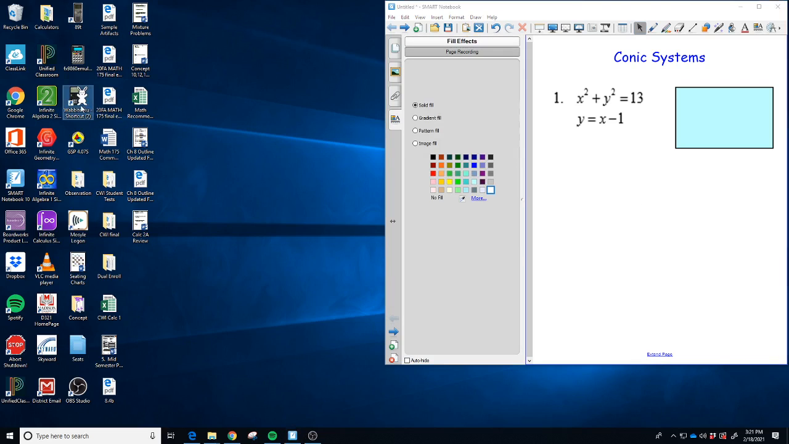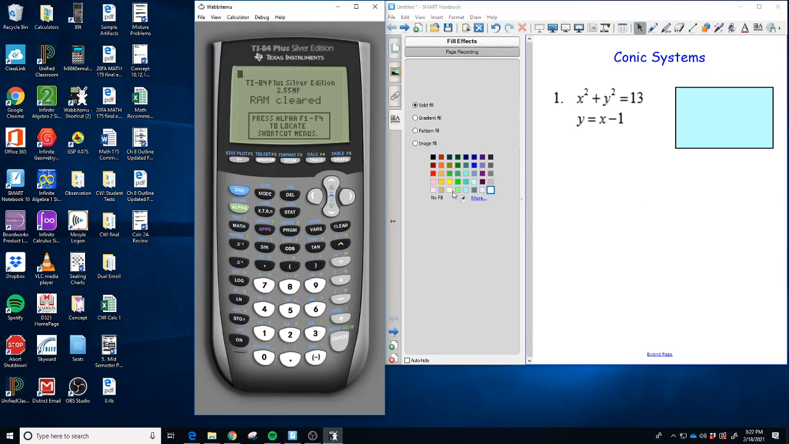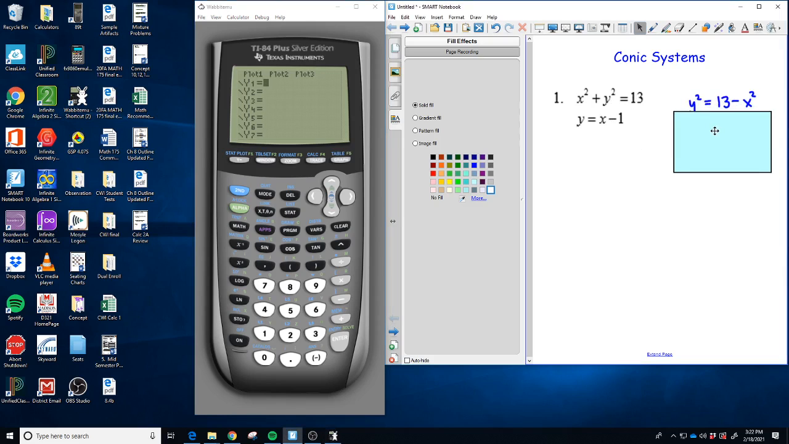So let's go ahead and pull that out. Now, you'll notice in order to graph these, if you hit your y equals button, we need to have the equation set equal to y. So that's the first step that you would take when solving these systems, is you get y by itself. So on our first equation, you'll want to subtract the x squared over. So we'll get y squared equals 13 minus x squared.